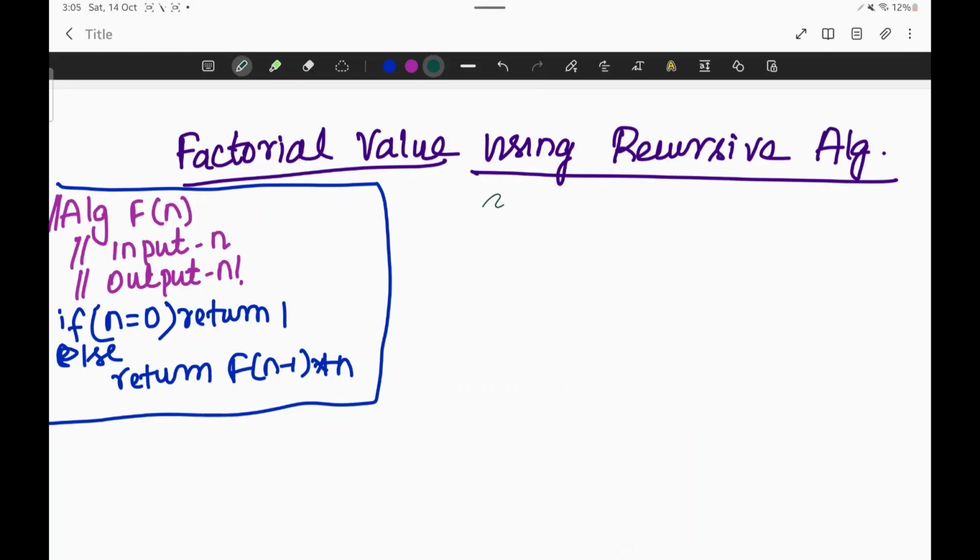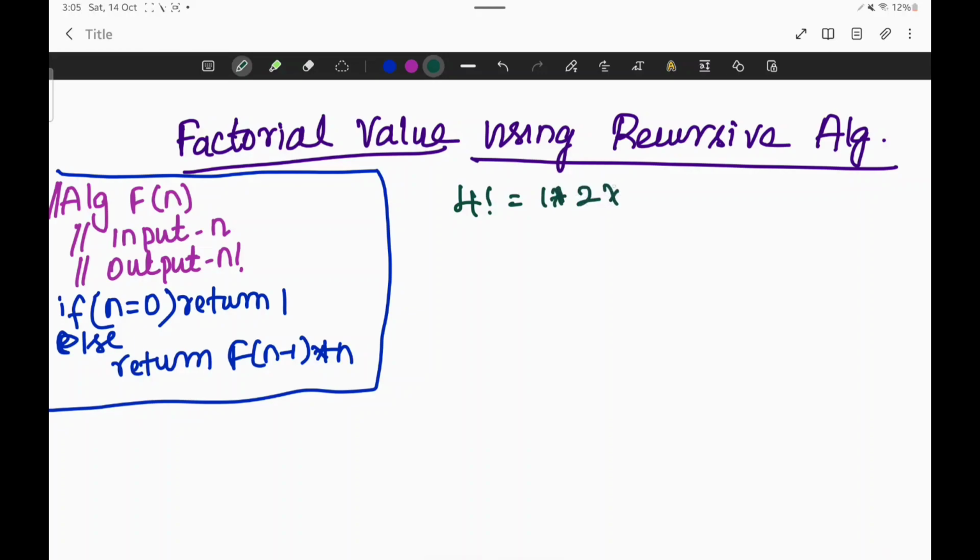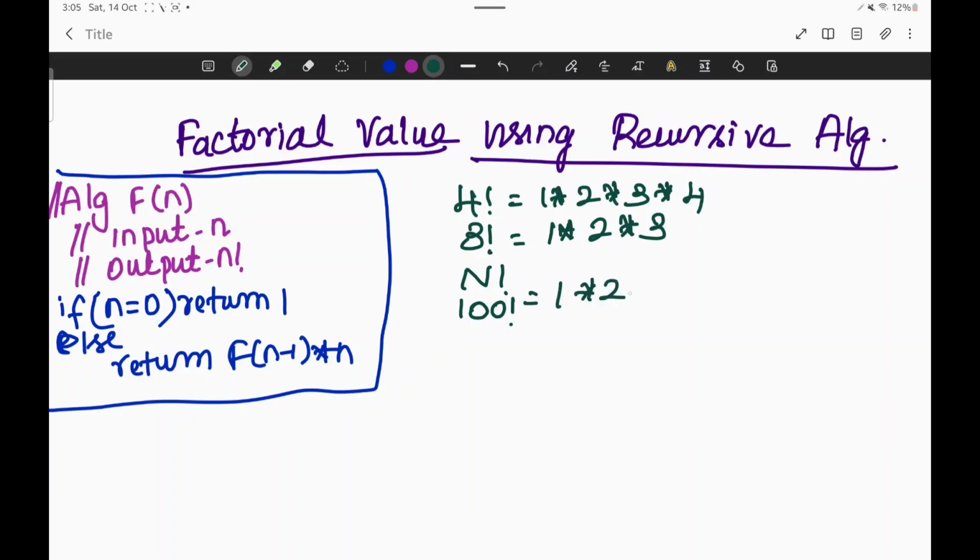Number 1, input. What are all the steps involved in the recursive algorithm we need to find for the factorial value? Before checking the steps, we need to see what the inputs are and how the output will be. For example, we shall take the value 4. How will you calculate? Either 4 into 3 into 2 into 1 or 1 into 2 into 3 into 4. Whatever value you are giving, it may be 1 lakh or 100 or 1000, the initial value will be 1, and the final value is the given value n.